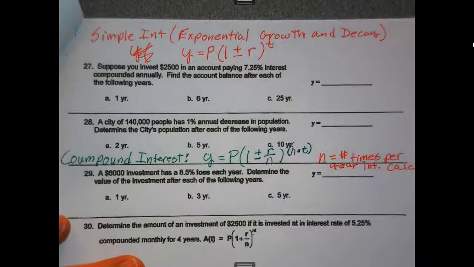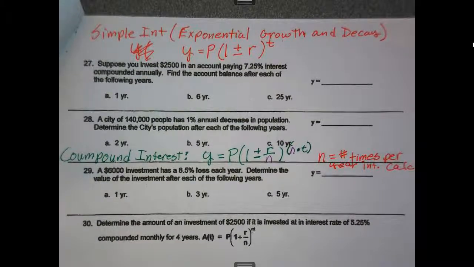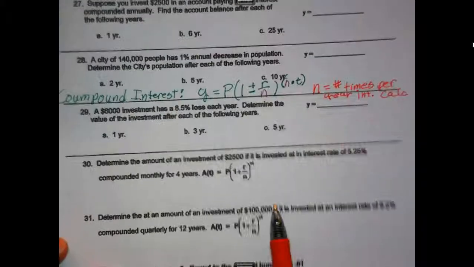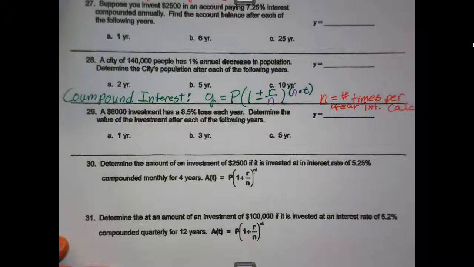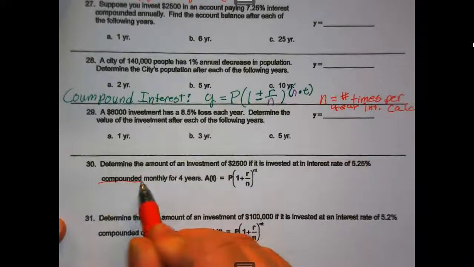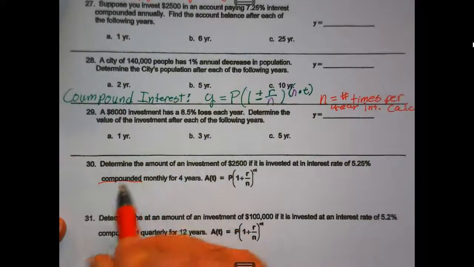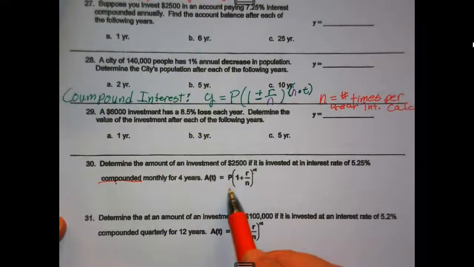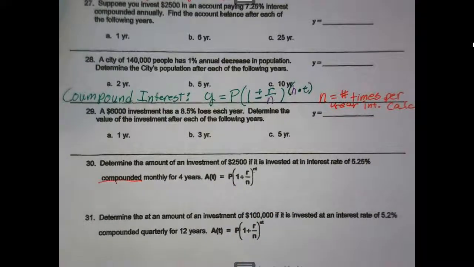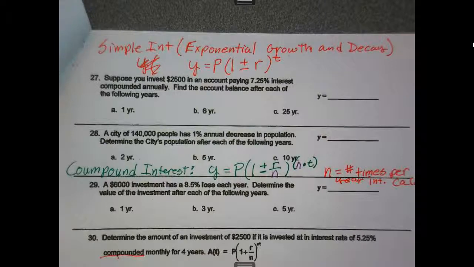If you do not see the word compound, then you use the simpler one. In fact, they actually put the formulas in there, so you didn't really have to decide which one to use. But if you don't put the formula in there, whenever you see the word compound, you have to use the more complicated formula. Okay? So let's look at 27.